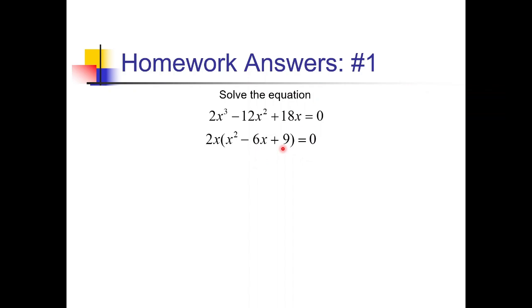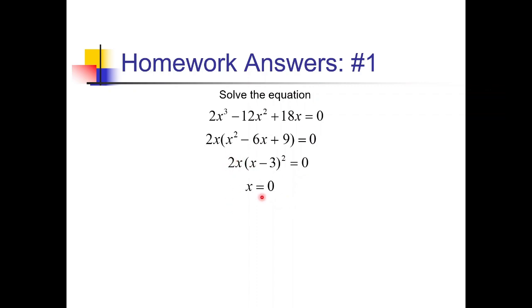Things that multiply to 9 and add up to negative 6, that would be, let's see, 1 and 9 doesn't work. 3 and 3 works if they're both negative. So I've got the 2x that I took out initially. I have an x minus 3 and another x minus 3, so x minus 3 squared, all of that equaling 0.